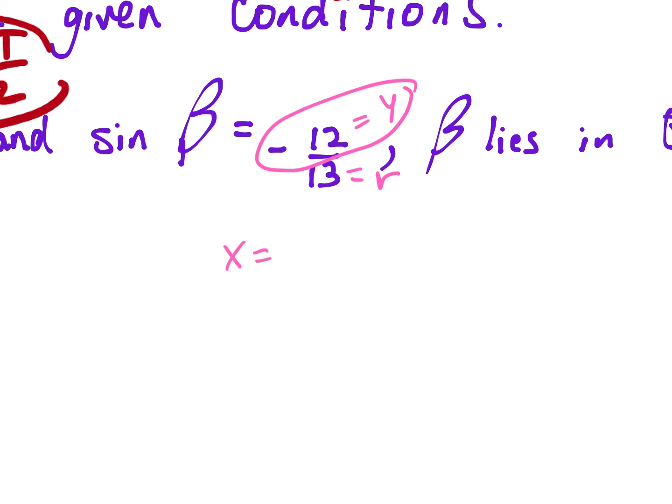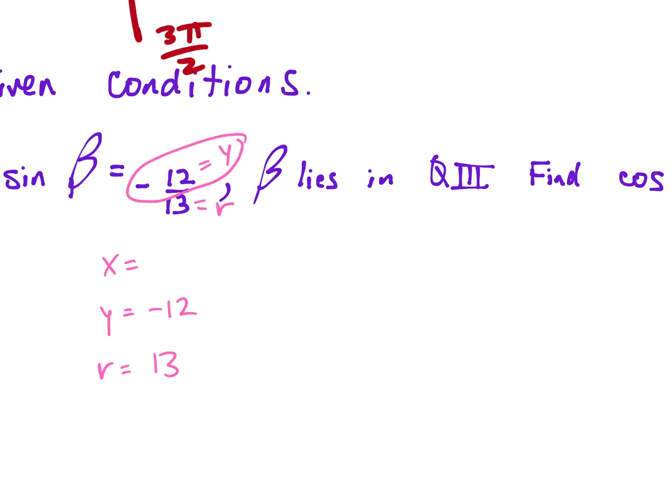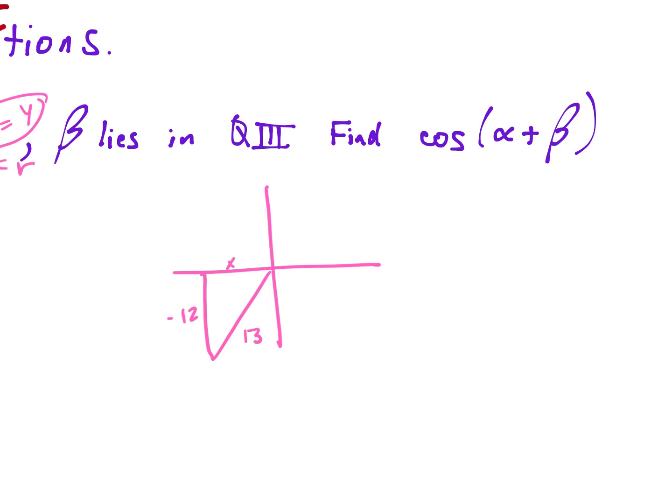So we need to know what x is. We know y is negative 12 and r is 13. I'm in quadrant 3 this time. So 1, 2, 3 would be down here. Y is negative 12, r is 13. How do I find what x is? Pythagorean Theorem. So x squared plus negative 12 squared is equal to 13 squared.